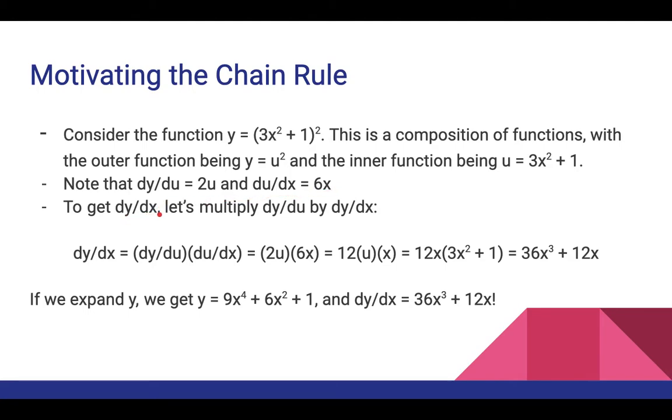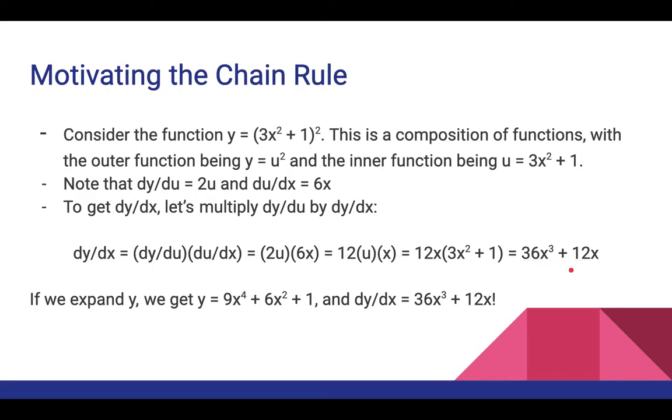To get dy over dx, let's try what we saw on the prior slide, and try a little bit of unit conversion by multiplying dy over du by du over dx. This should say du over dx, not dy. So dy over dx equals dy over du times du over dx, equals 2u times 6x. Again, dy over du is 2u and du over dx is 6x, which gives us 12u times x, which equals, when we substitute u back in, 12x times (3x squared plus 1), or 36x cubed plus 12x.